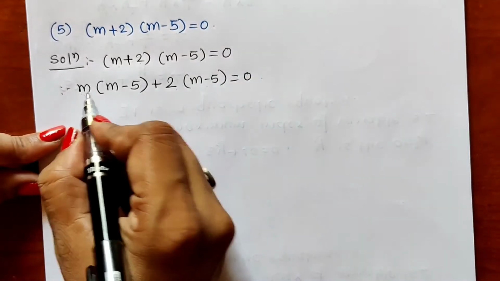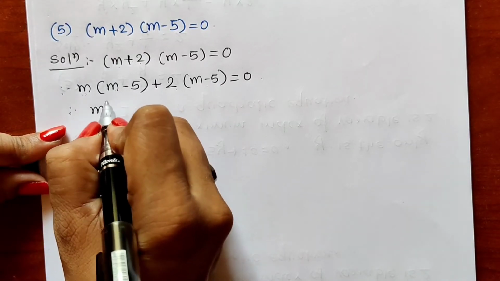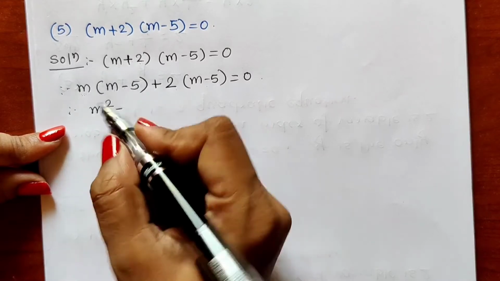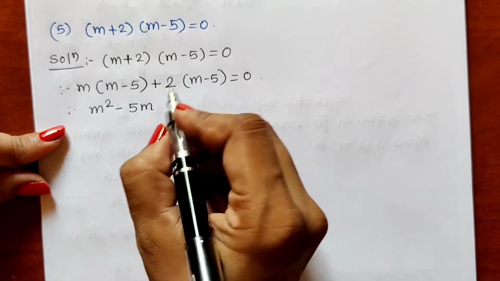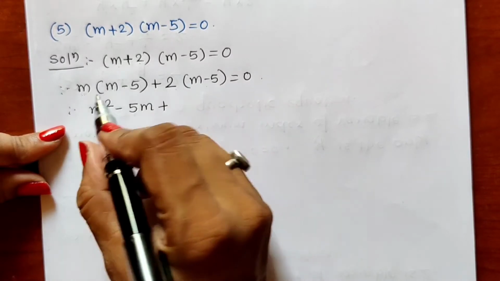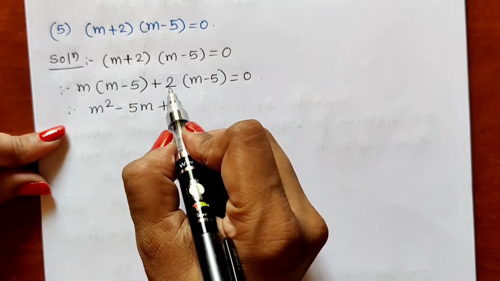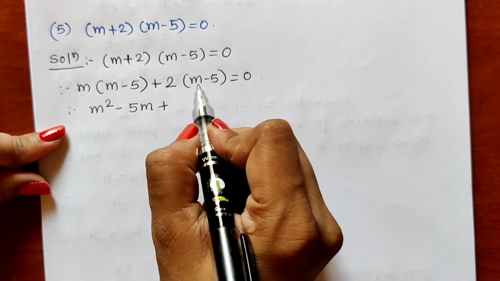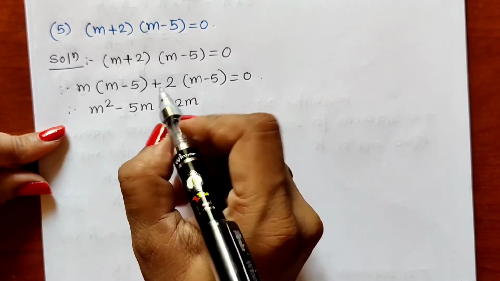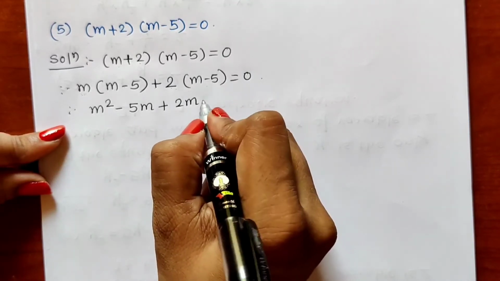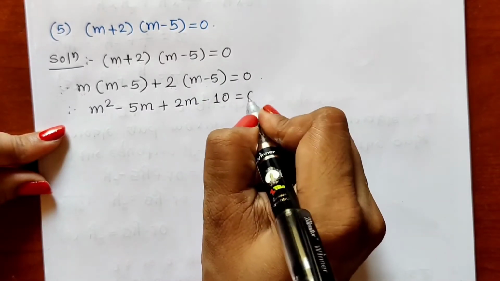Now multiply m into m. m into m is m square. Minus sign is there, put the minus sign. 5 into m is 5m. Okay, we have multiplied by m to these two terms inside the bracket. Now let us multiply by 2 to the two terms inside the bracket. 2 into m is 2m. Check the sign, plus minus will become minus. 2 5s are 10. In this way we have multiplied.